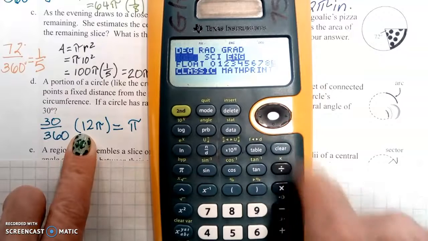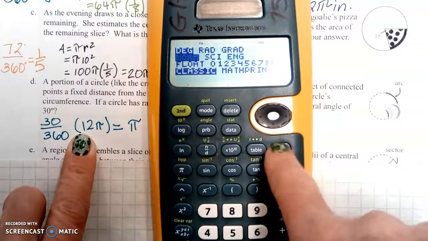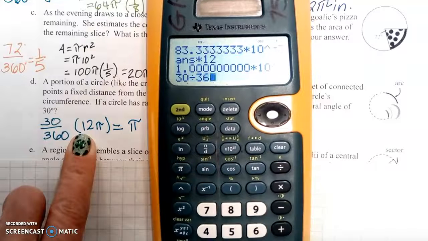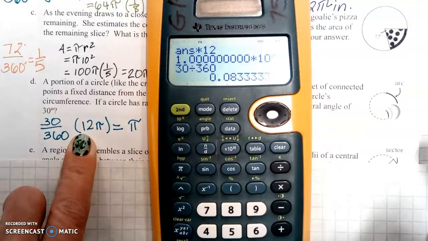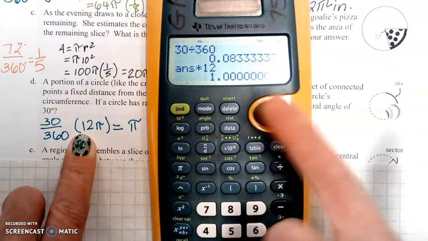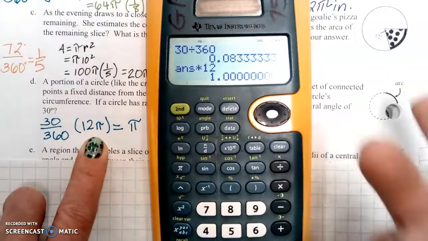We want normal here. Okay, now let's try it. 30 divided by 360, still, okay, times 12. It's giving me a bunch of decimals, but it's 1.